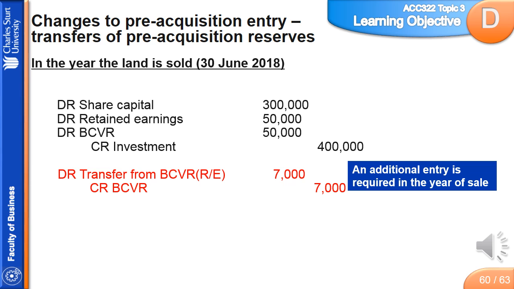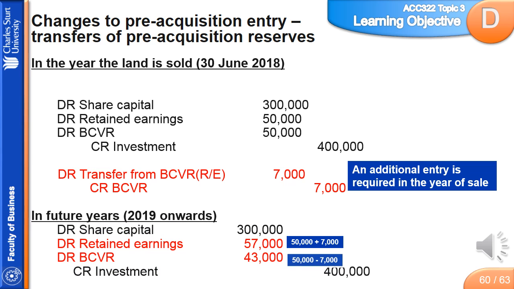However, going forward, we would have this adjustment to retained earnings and BCVR. As you can see, the retained earnings debit has increased, so it's reduced its balance more. And we've also got a decrease in the BCVR. It's now $43,000. So the share capital account and the investment account, they stay the same. It's just been an adjustment within those two entries.